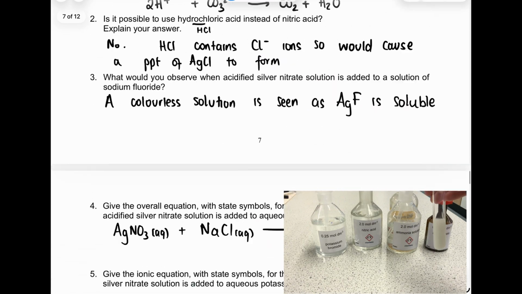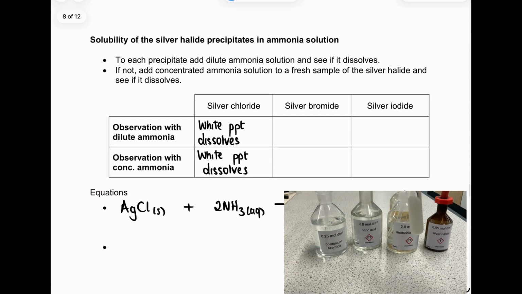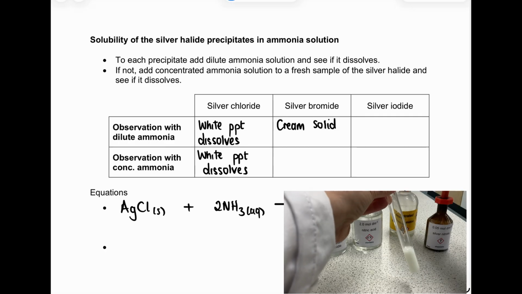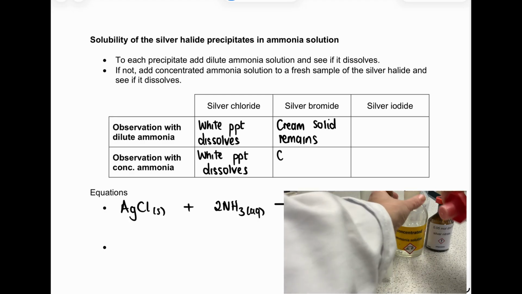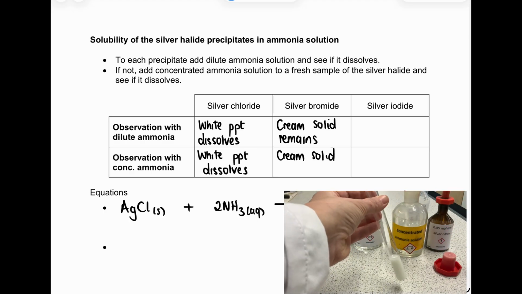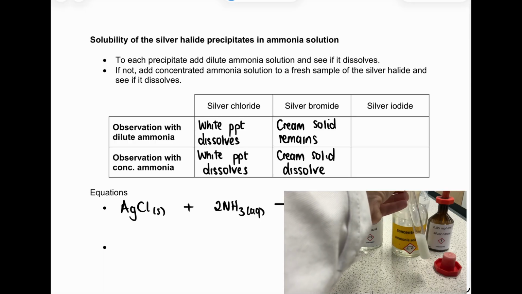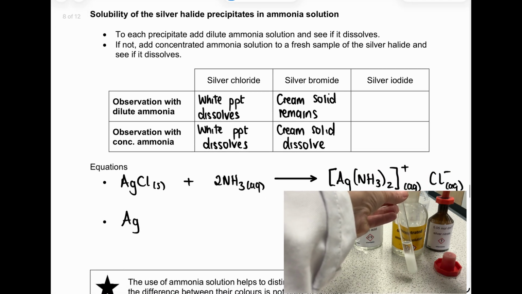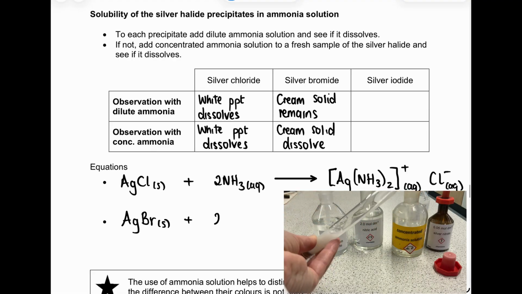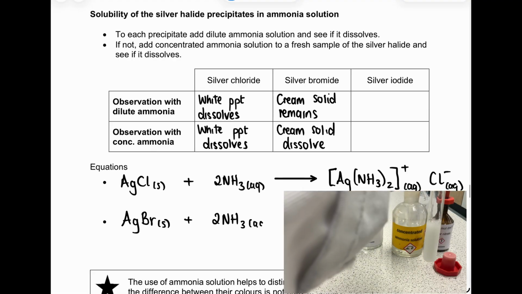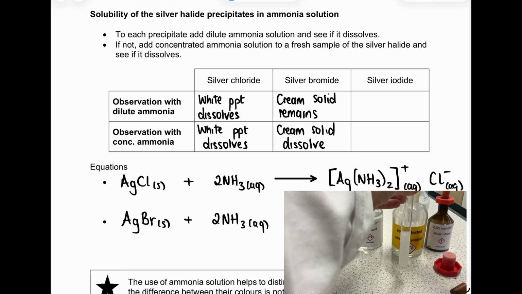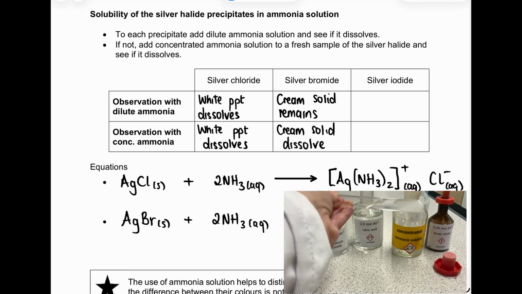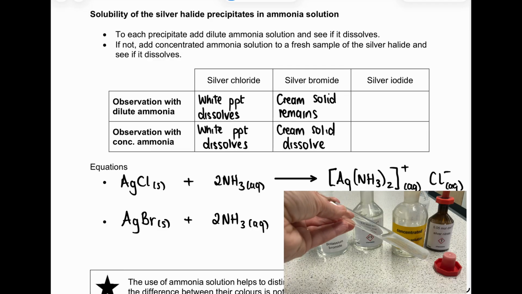And then if we were to carry on to this second part of the test, if we were to add dilute ammonia, the cream solid remains, so that precipitate that we formed does not dissolve, it's insoluble. If we were to add concentrated ammonia, the cream precipitate or solid would dissolve. So with our concentrated ammonia, AgBr just needs to have more ammonia molecules per dm³, would do the same reaction. So it just needs a higher concentration in order to get the reaction to happen. But it will dissolve in concentrated ammonia.